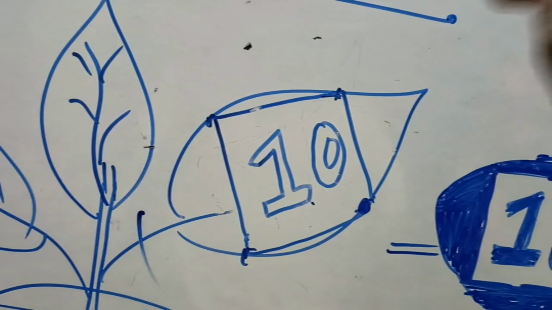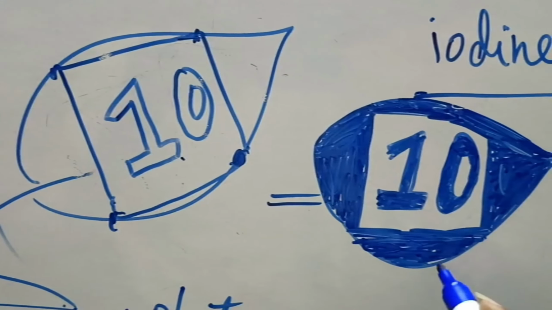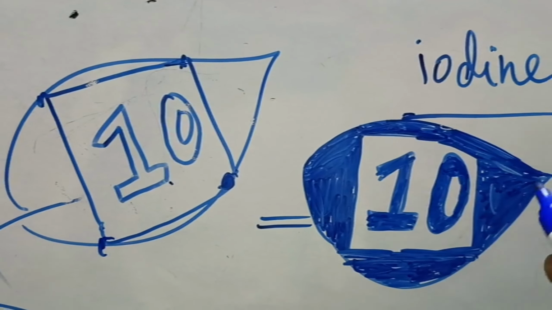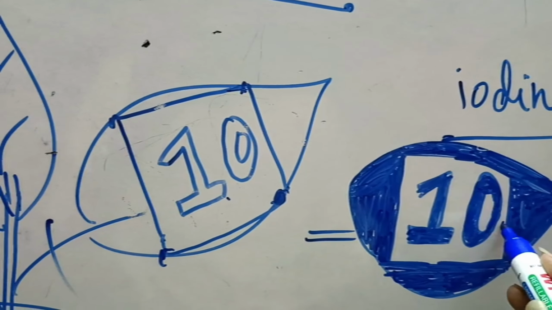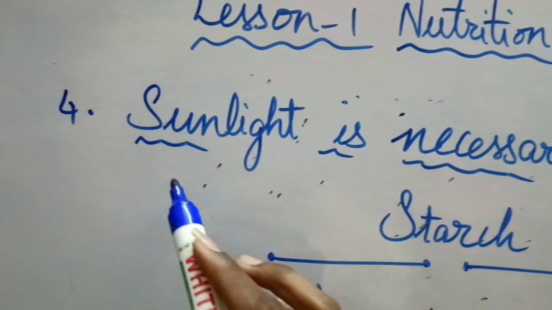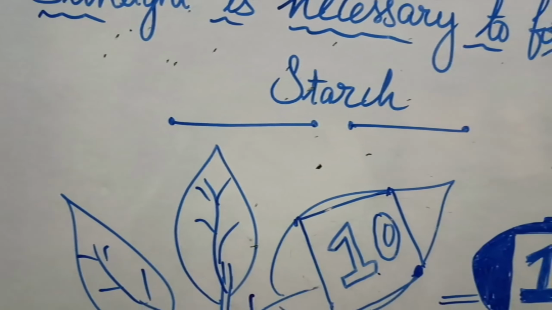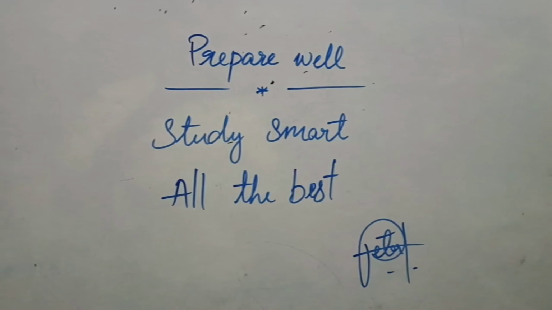The place which is covered remains the same color, since it does not have any starch, so the color does not change when we add the iodine solution, but the remaining area changes into a bluish black color. By this experiment you can say that sunlight is necessary.